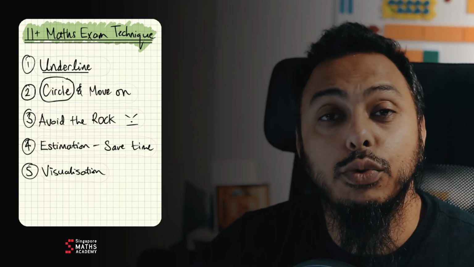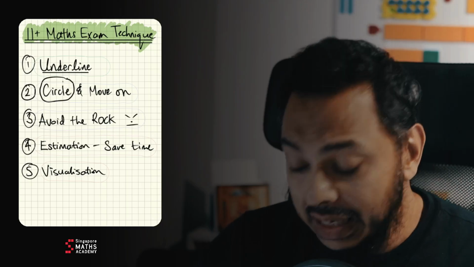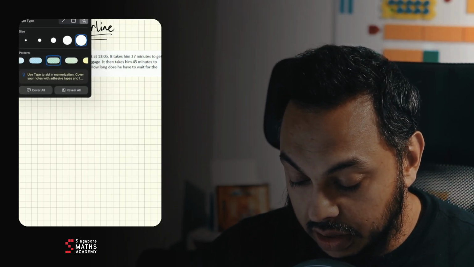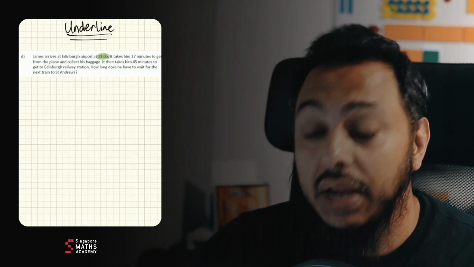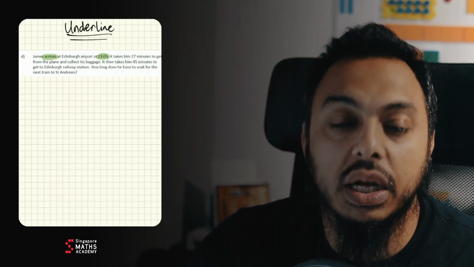And our final simple one, but it is really helpful, is to underline. Okay, so what do I mean by that? I'm sure you know. Here's a question. James, I'm going to highlight instead of underlining just because it's going to be a bit easier for us here. James arrives at Edinburgh Airport at 13:05. What am I going to underline? 13:05, right? I might even underline arrives. Okay, I'm highlighting it here, but you would underline in an exam.